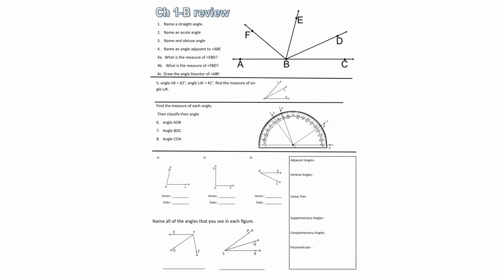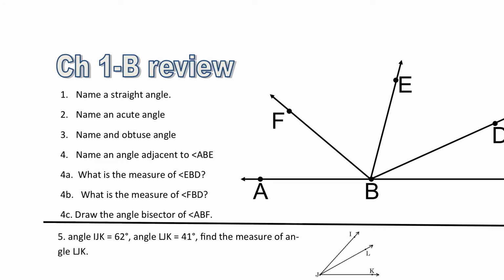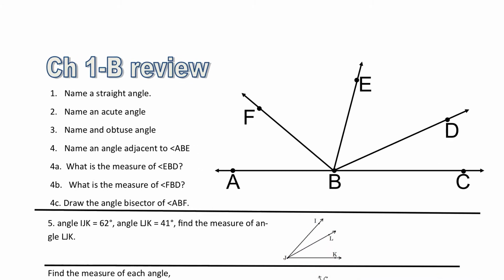Okay. So I'm going to do like I did last time. What I'm going to do is go through this review and get you started, and then I'll let you work on it for a while. So number 1 says name a straight angle. ABC. Okay, angle ABC. That's the only one up there. Right there.